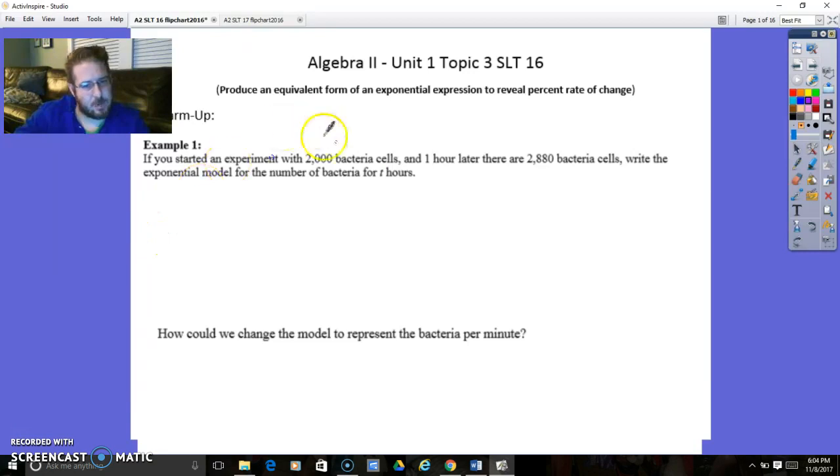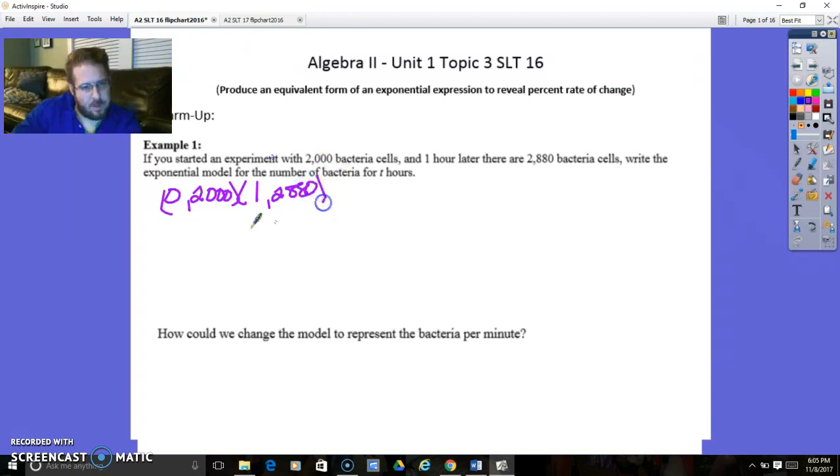So it says you started the experiment with 2,000 bacteria. So that means after 0 hours, we're going to make x represent the amount of hours and y represent the amount of bacteria. So use a parenthesis for that. So it's (0, 2000). And 1 hour later, it's 2880.